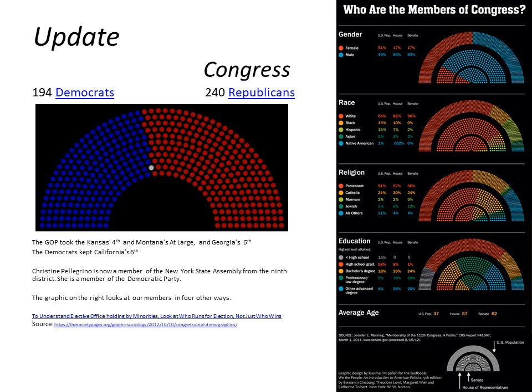is a race that is important to see from New York City's point of view or the state's. One, her election, she's a member of the Democratic Party. That graphic on the right says it's not just the numbers, it's the gender, race, religion, education, age of our congressional representatives that should also have an influence about how they reflect our country. The sources for that are there below.